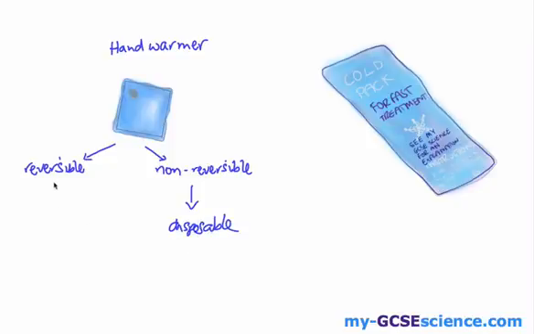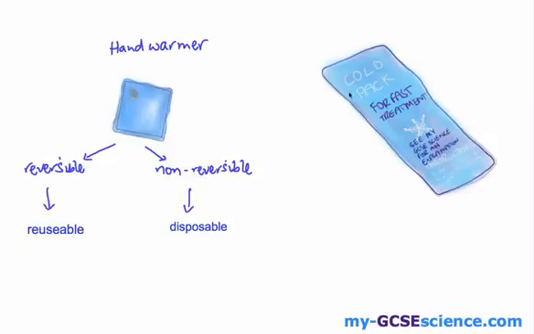On the other side of things, you could have a reversible reaction, so there are various chemicals you could add in there that could create a reversible reaction, and that means this would be reusable. And you should be able to compare these two types of hand warmer and give advantages and disadvantages of both of those. So disposable ones generally tend to stay warm for longer, where the reversible ones tend to be reusable, but they don't stay warm for as long, and therefore has a slight disadvantage there.